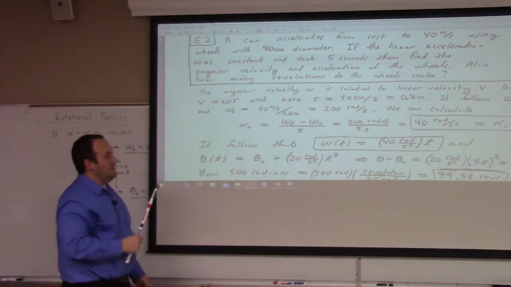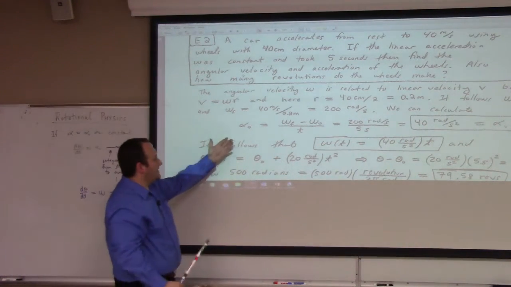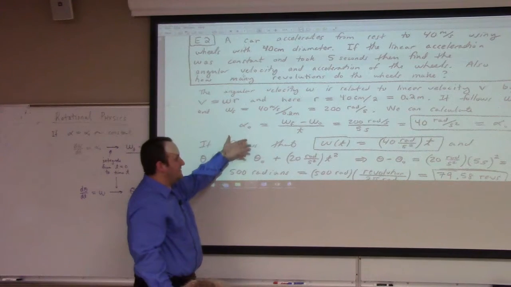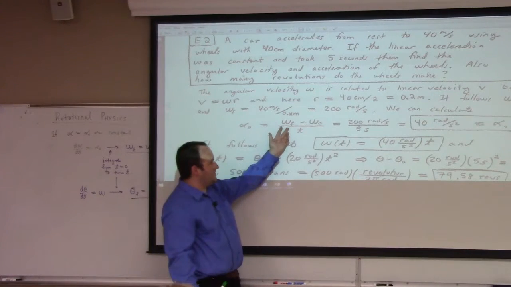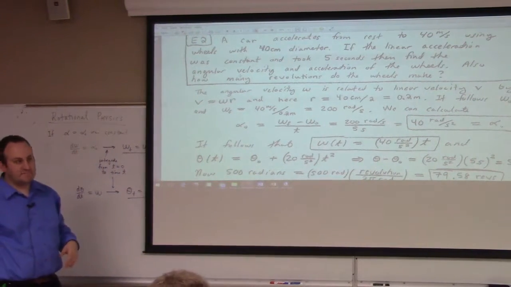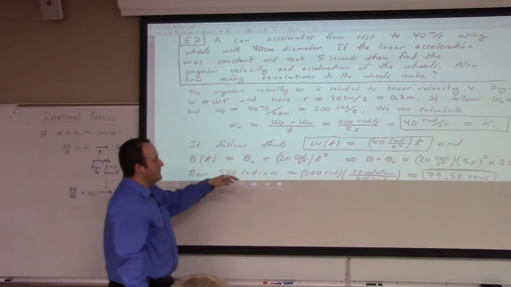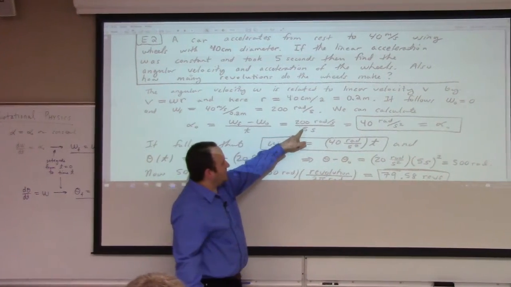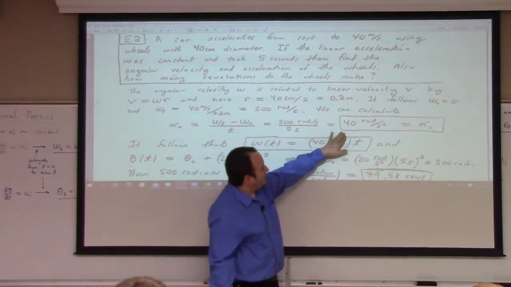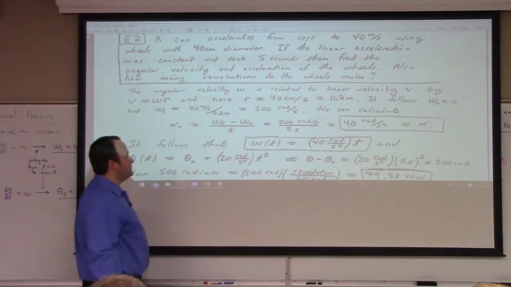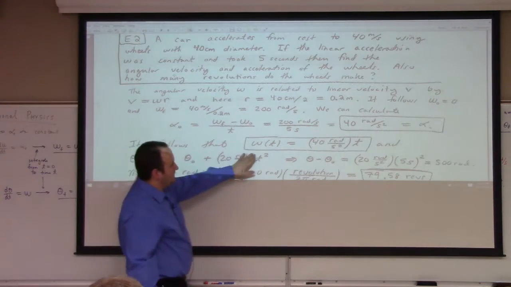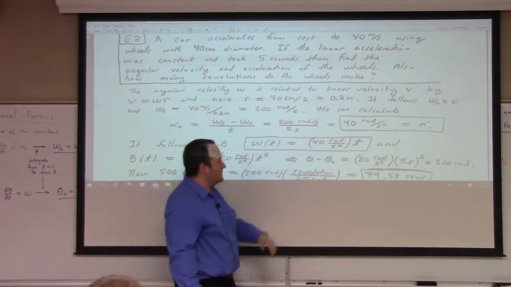Anyway, all this is saying is that in the case of constant alpha, constant angular acceleration, the angular acceleration is simply the change in angular velocity divided by the change in time. Not especially surprising, really. So 200 radians per second divided by 5 seconds, because that was how much time. And so I get 40 radians per second squared. It follows then that the angular velocity as a function of time is just 40 radians per second squared times t.